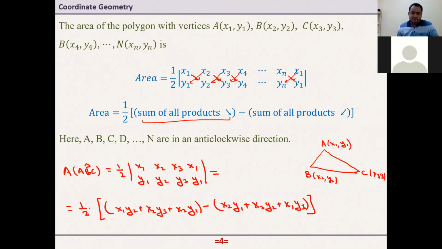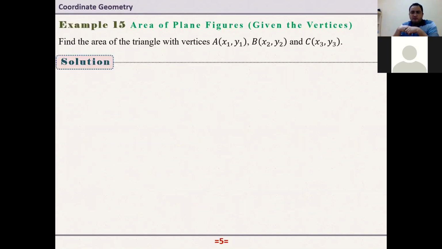And why is it so? Now we'll try to answer this question by doing the first example. Area of plane figures. It says here, find the area of the triangle with vertices A (x sub 1, y sub 1), B (x sub 2, y sub 2), and C (x sub 3, y sub 3). That means that we need to generate a formula for this.